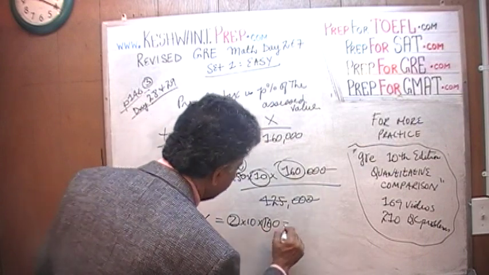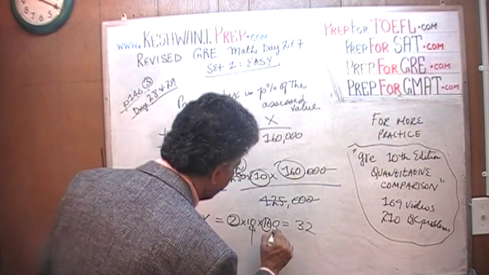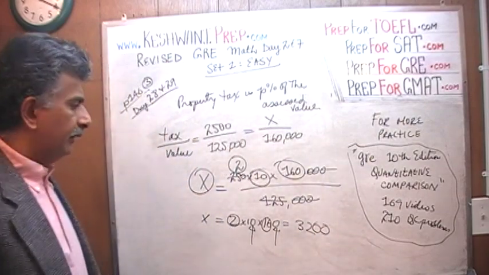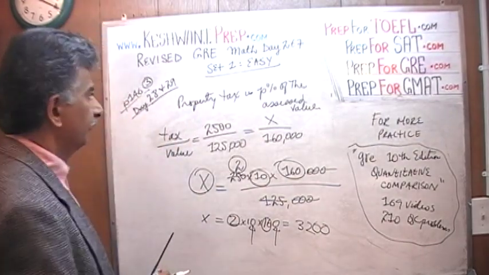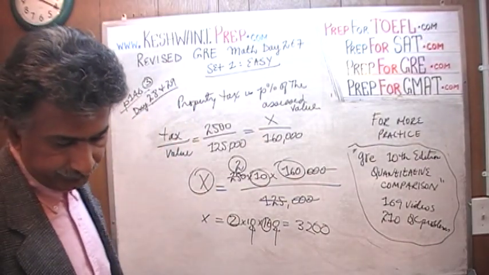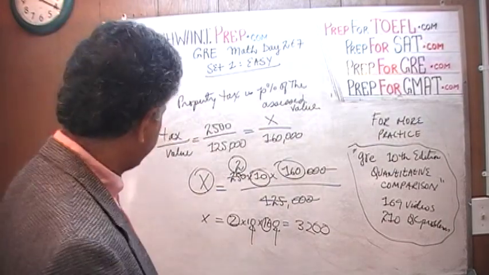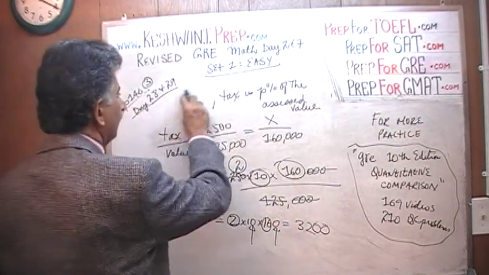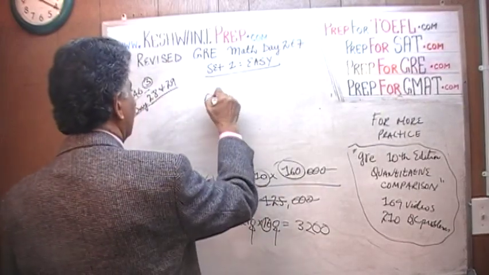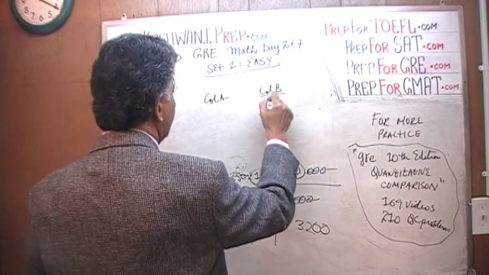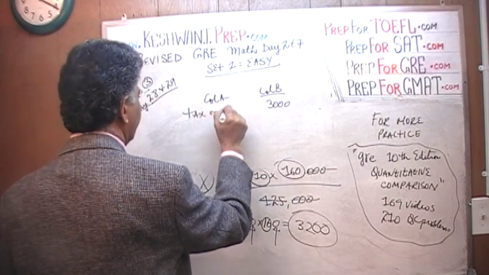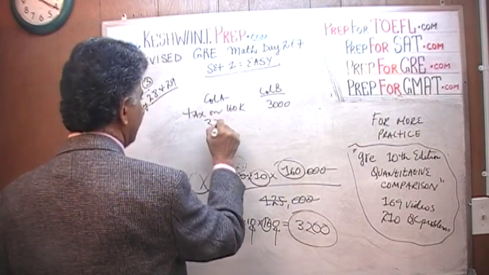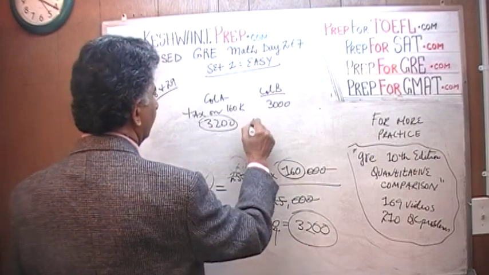16 times 2 is 32. And then we have a 0 here and a 0 here: 3,200. And in the second column we have 3,000. So the answer is A. Column A, column B, we just found out that column A, the tax on 160,000, is 3,200, and therefore the answer is A.